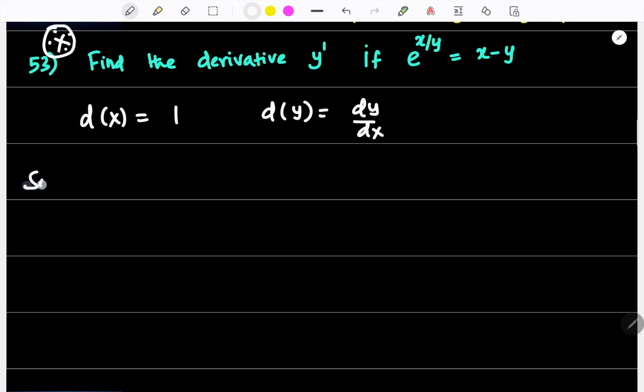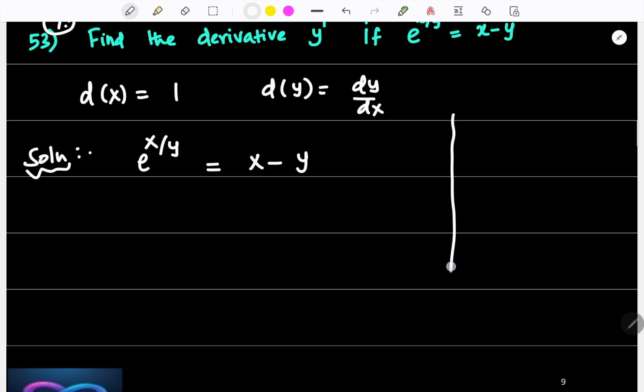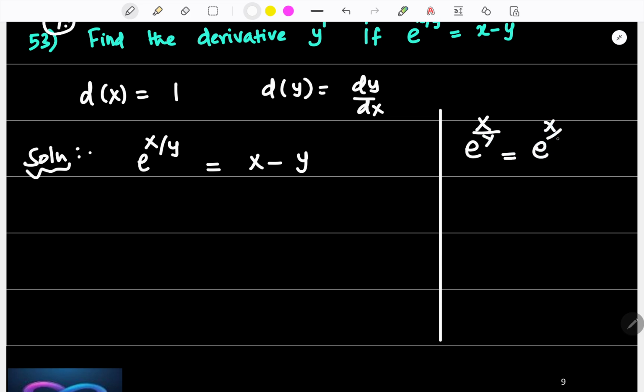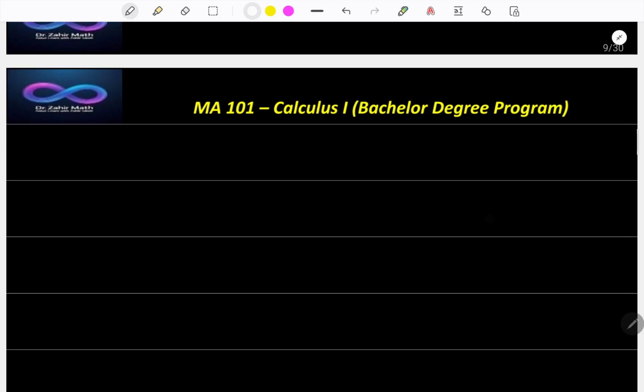So the function is e power x by y is equal to x minus y. Look here everybody. E power x by y. So what is the derivative of e power x by y? E power x by y. After that, you are going to take this one's derivative with respect to x by y, right? With respect to x, but we are going to do what function? x by y. It looks like what? Quotient rule. So what is the quotient rule? x by y. Let me do it here.